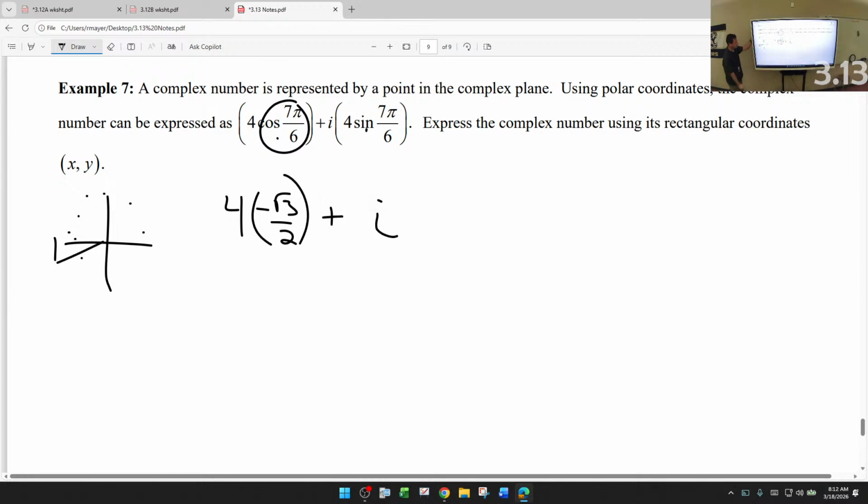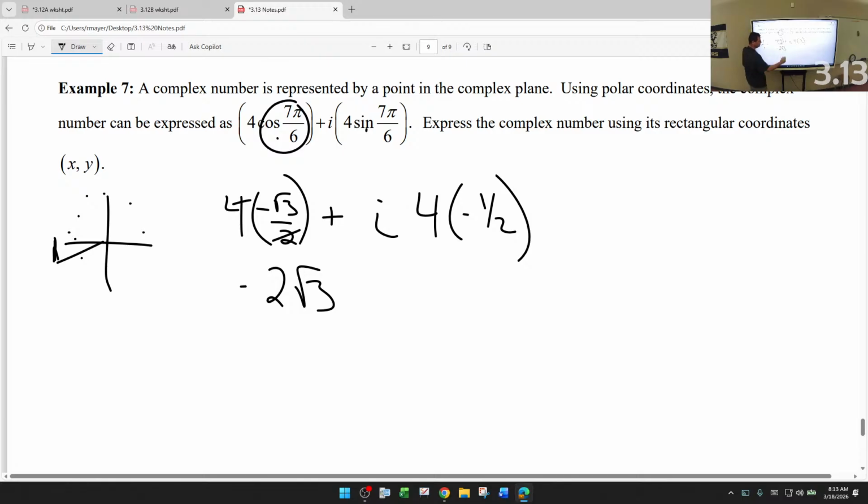I, negative 1/2. Negative 2 root 3. Negative 2. Yay. Negative 2 root 3, negative 2.